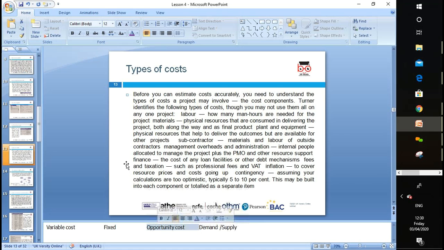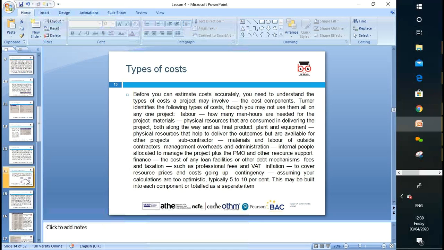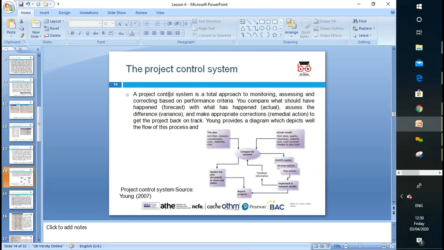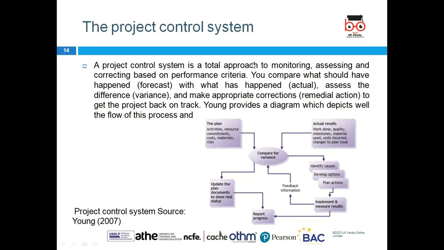Any question there? No. Okay, next now we'll look at the project control system. Always we need to put the control. So what is a project control? It is a total approach to monitoring, assessing and correcting. It doesn't mean control like you're the big boss. Control means the corrective. You help people to achieve it.